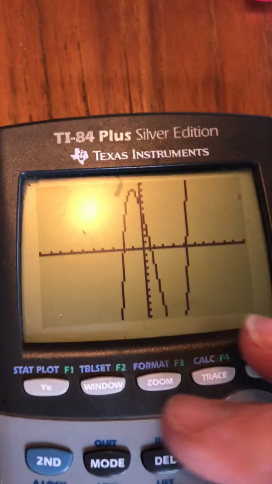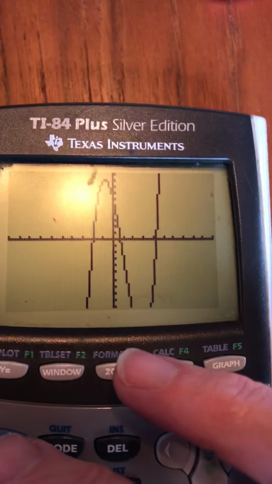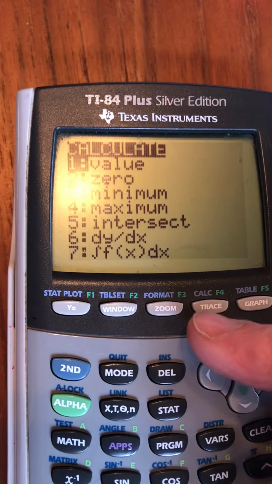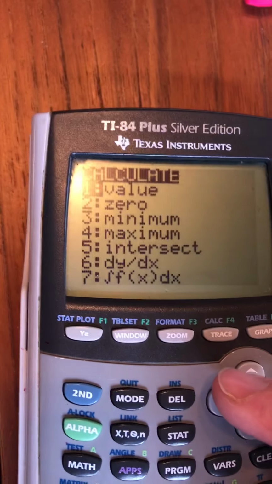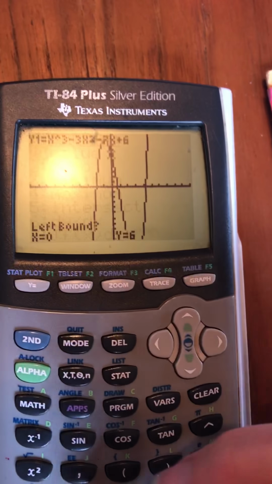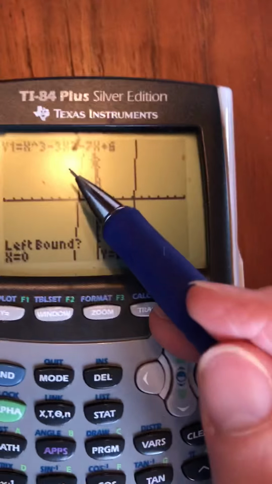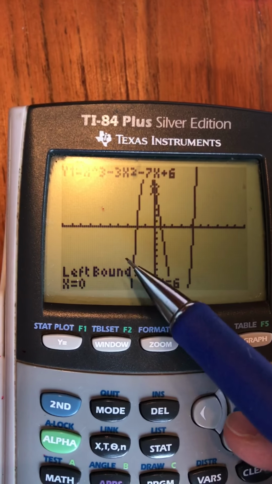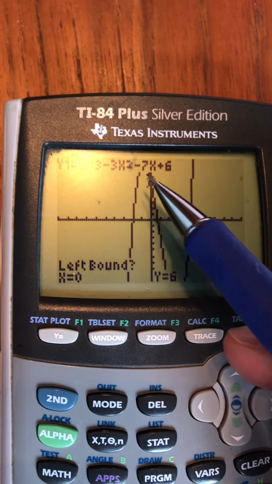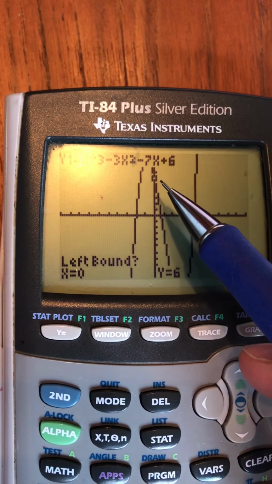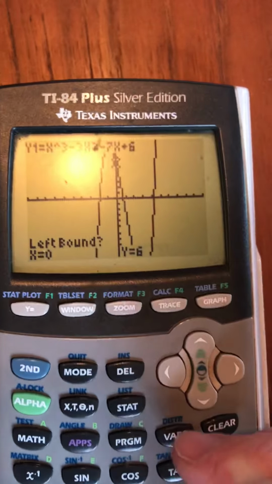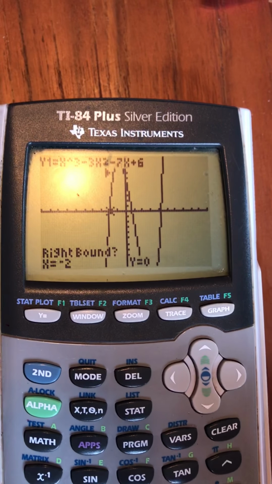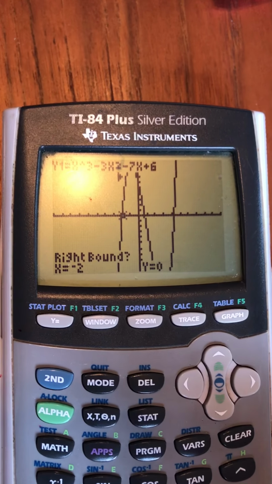Finding them exactly is actually a calculus problem. But if you go second calc, maximum, number 4 there, you can find this high turning point, just like we did with zeros. You have to tell it a left bound and a right bound, what's to the left of it and what's to the right of it. You can either type in an x value like negative 2, or you can scroll until you're to the left of it. And then what's to the right of it? Well, 0.